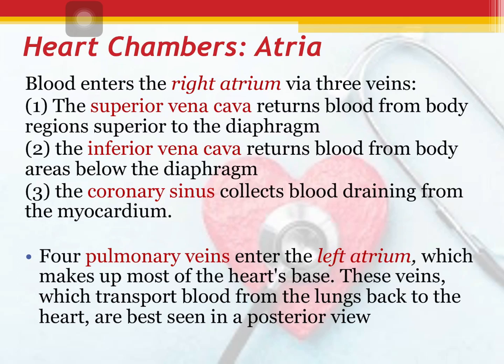Atria. Blood enters the right atrium via three veins: the superior vena cava that returns blood from body regions superior to the diaphragm, the inferior vena cava that returns blood from body areas below the diaphragm, and the coronary sinus that collects blood draining from the myocardium, or from the heart itself. Four pulmonary veins enter the left atrium, which makes up most of the heart's base.